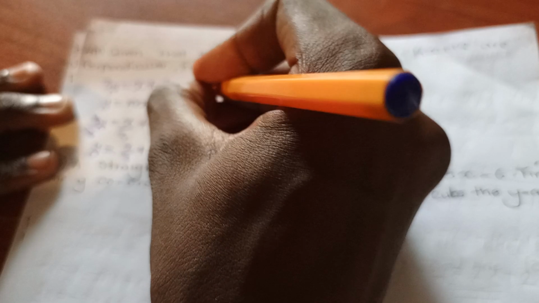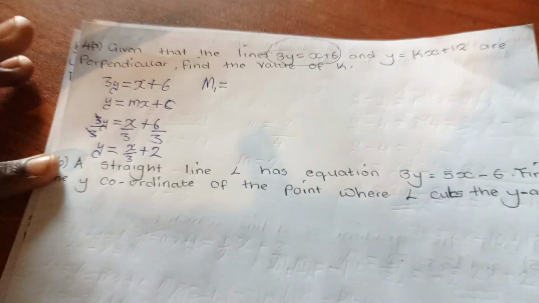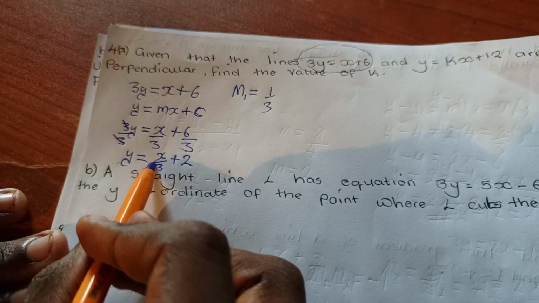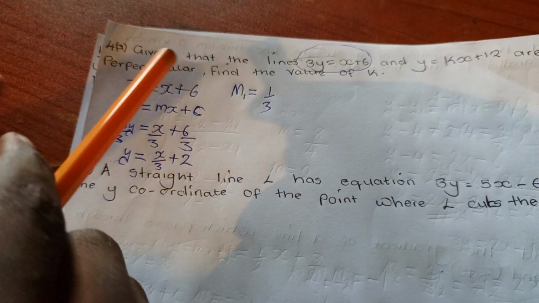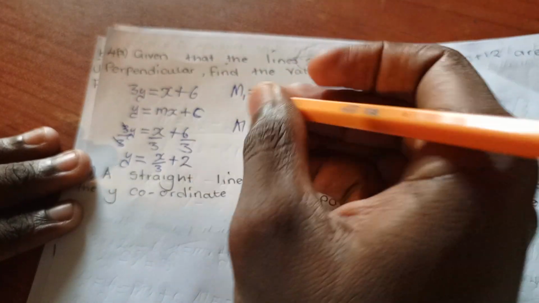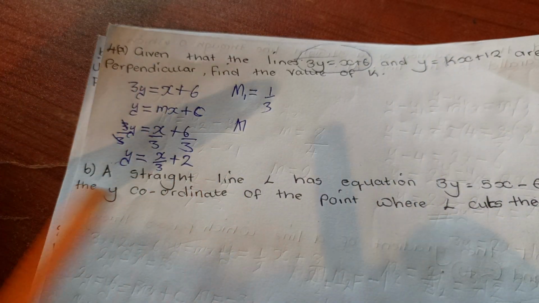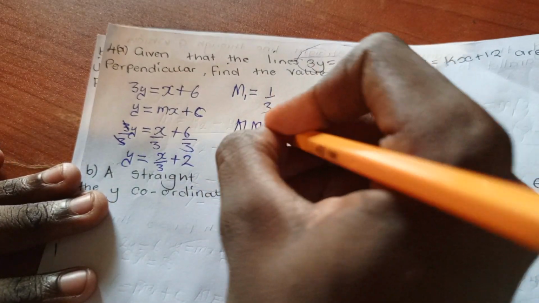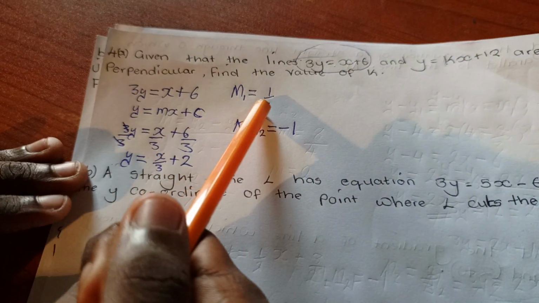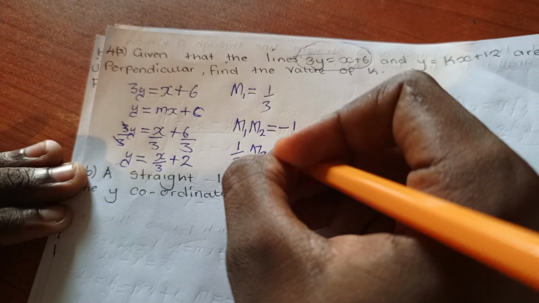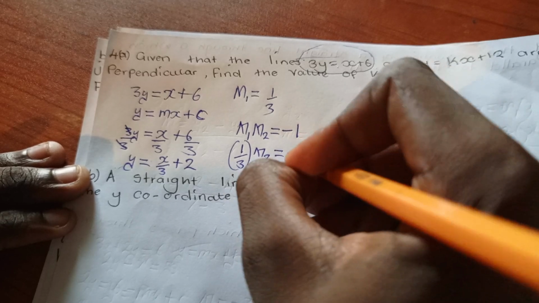So our m, we can just say our m1 is equal to 1 over 3, because there's an invisible 1 there in front of x. So since they've said these two lines are perpendicular to each other, we'll use this equation to find the gradient of m2, which is our k, because the lines are perpendicular. So we'll say m1 times m2 is equal to -1. So our m1 we found to be 1 over 3 times m2, so you can say this then is equal to -1.